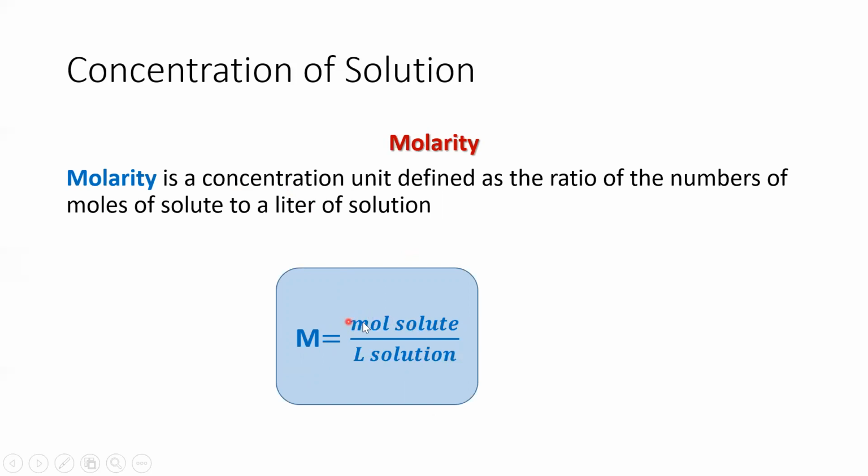Now, maybe we're given grams of solute and we have to remember how to do a gram to mole conversion. We need the molar mass to do that. Maybe we're given the milliliters of the solution and we'd have to convert it to liters, knowing that there are 1,000 milliliters per liter. Or maybe we're given the grams of the solution and the density of that solution, and we can calculate the volume of the solution. So one way we can deal with concentration is in terms of molarity, moles of solute per liter of solution.